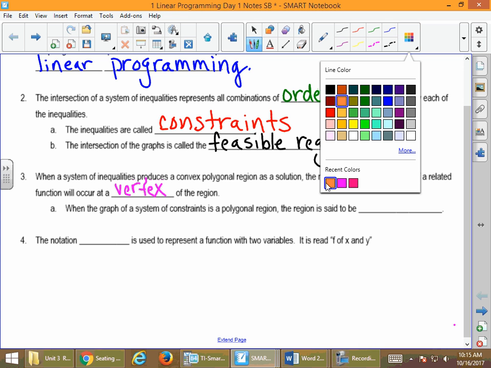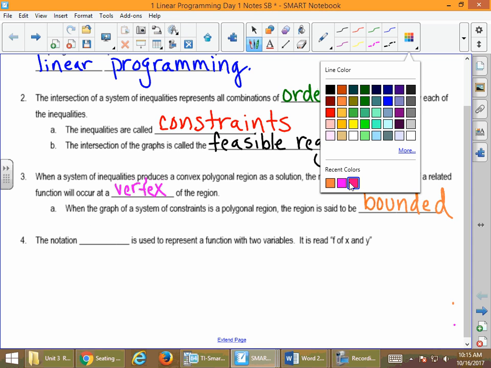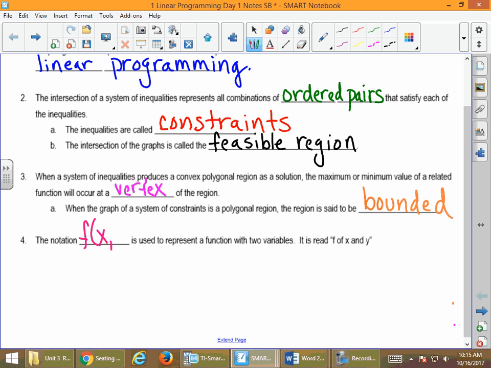And if we do have a polygonal region, when the graph of the system of constraints is a polygonal region, the region is said to be bounded. And finally, the notation f parentheses x comma y is used to represent a function with two variables, and it's read f of x and y.